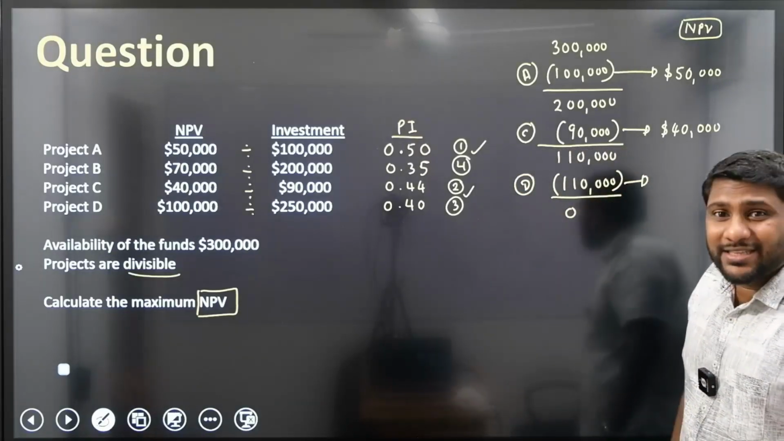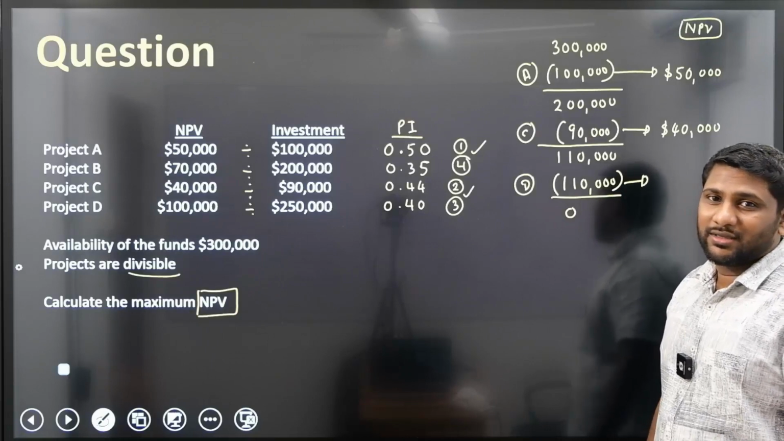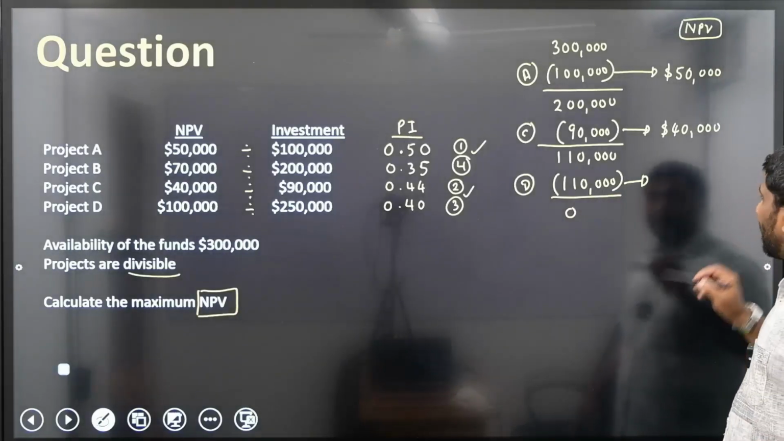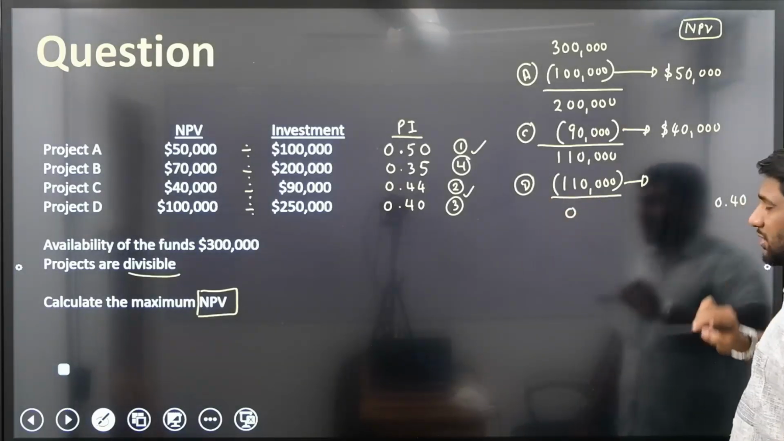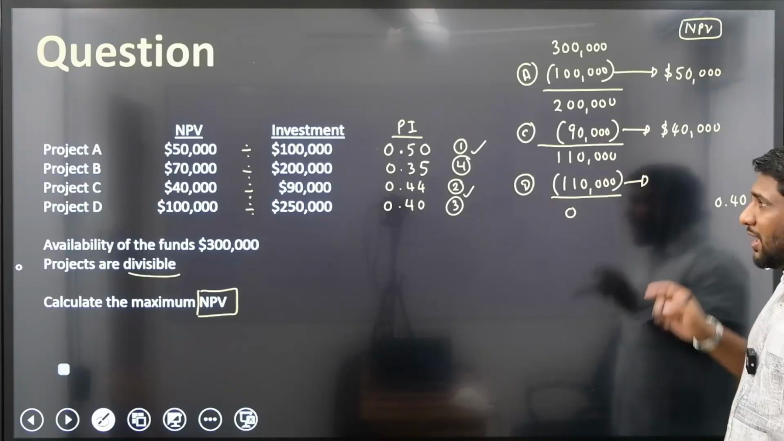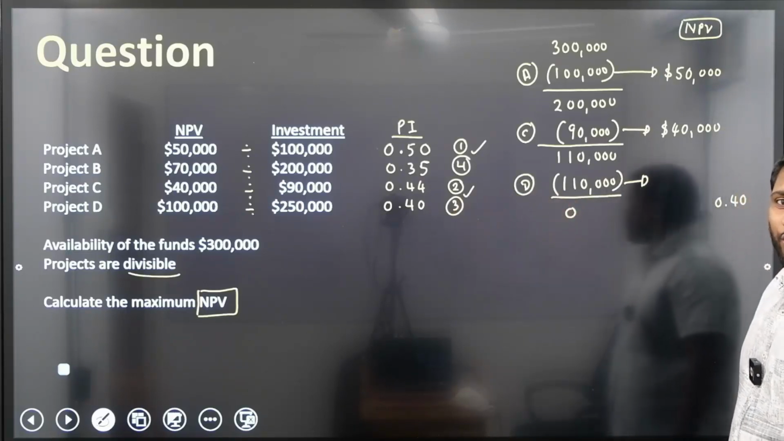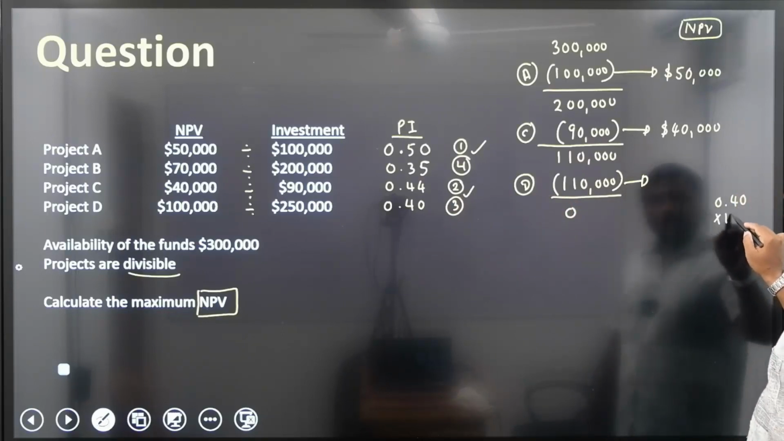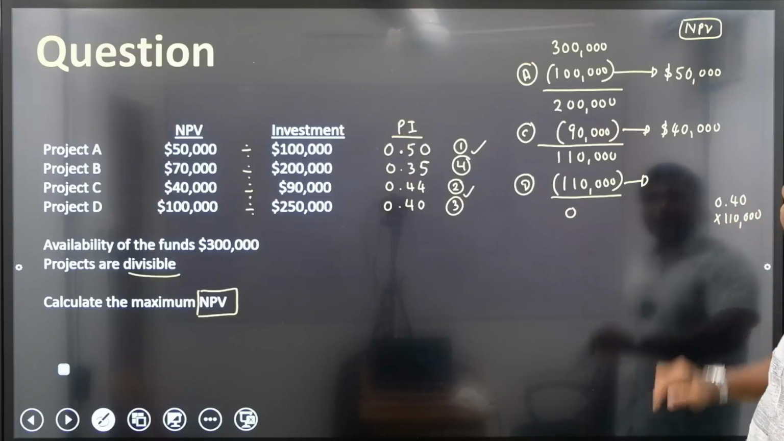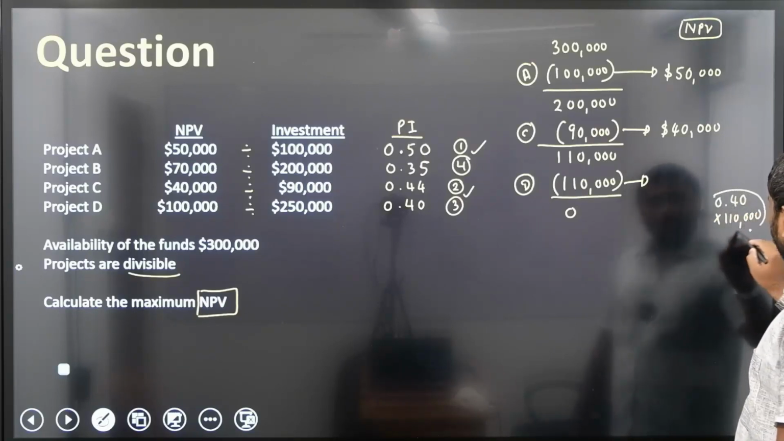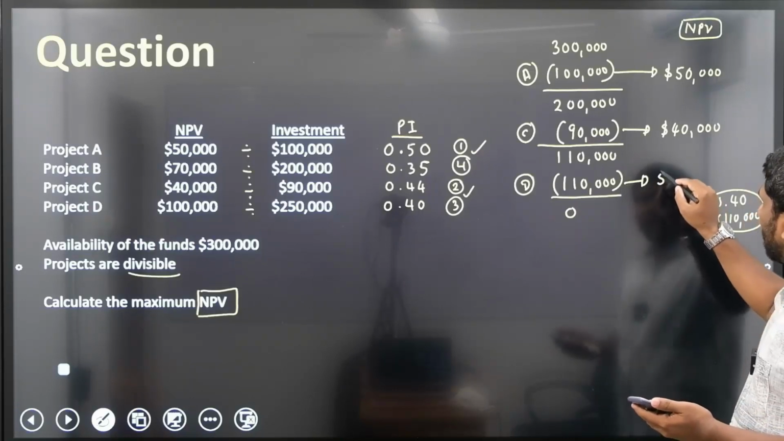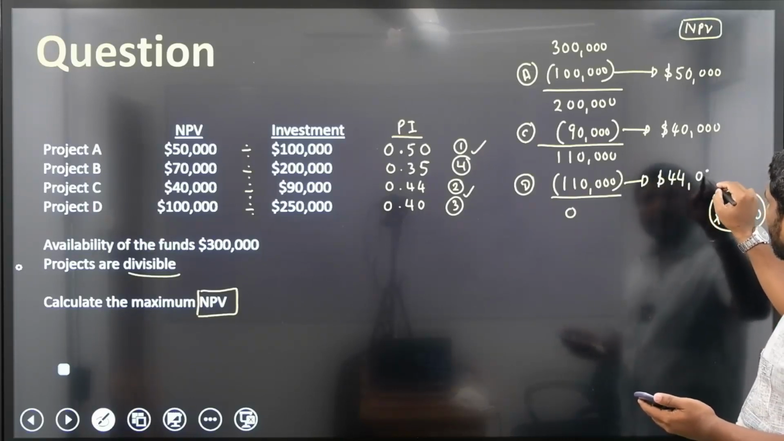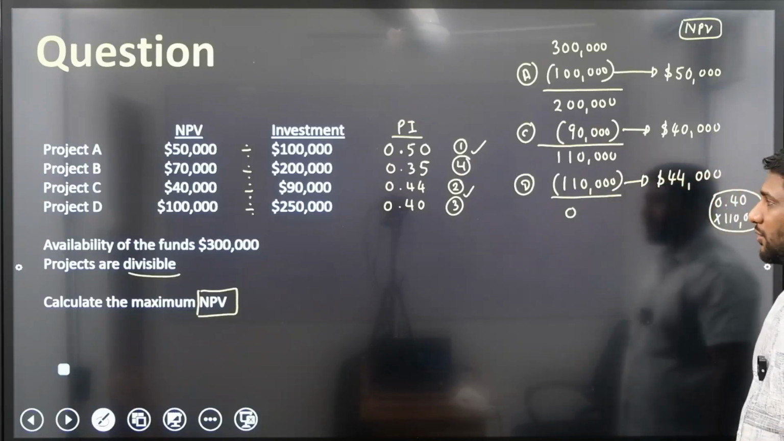Likewise, how many dollars am I investing? $110,000. So for each and every dollar, I'm generating how much? 0.4. Likewise, how much I am investing? $110,000. Then how much it will generate me? For each dollar, it is 0.4. Likewise, $110,000, it will generate me an NPV of 44,000.